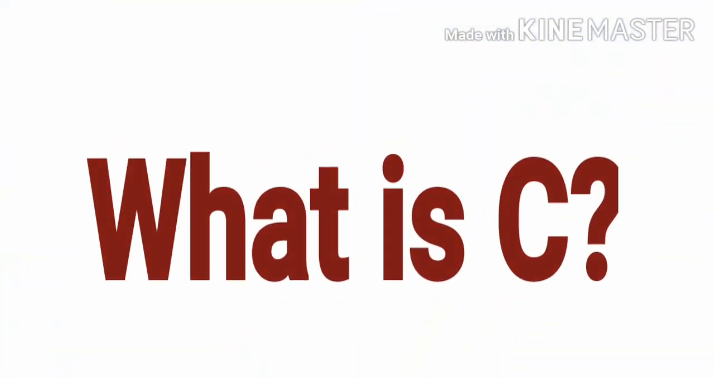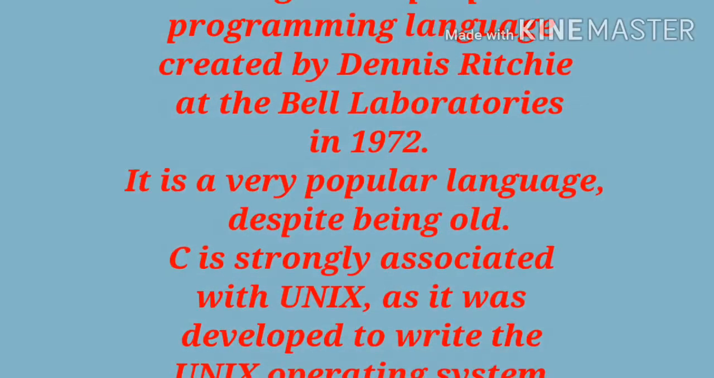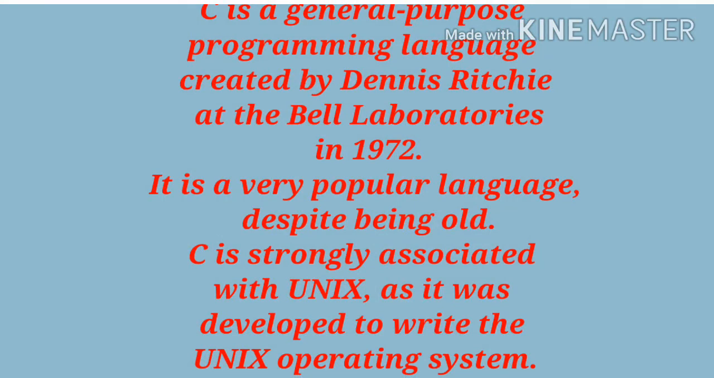What is C? C is a general-purpose programming language created by Dennis Ritchie at the Bell Laboratories in 1972. It is a very popular language, despite being old. C is strongly associated with UNIX, as it was developed to write the UNIX operating system.